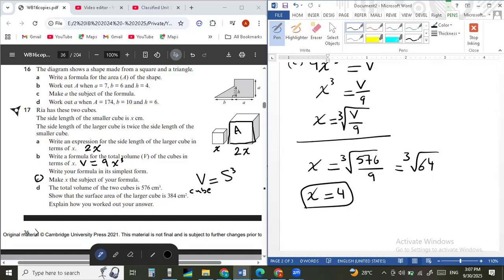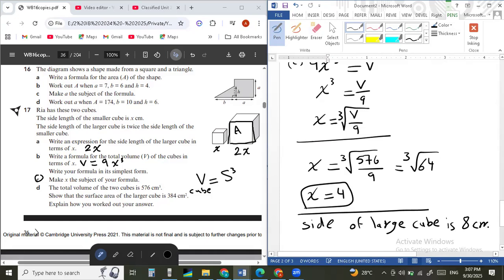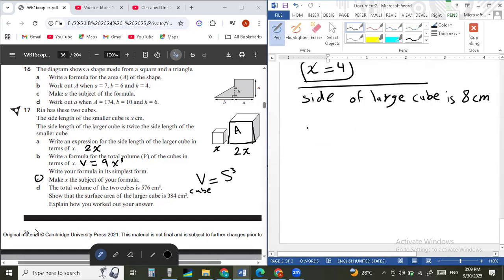Good. Now I know that the side of the large cube, which is 2x, means 2 times x, means 2 times 4, is 8 centimeters. Now, after I found the length of the side, I can get the area of one face and multiply by 6 faces to find the surface area.